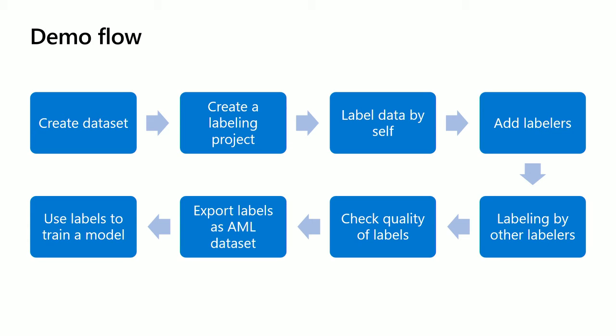So we'll do a demo of labeling, and this is how it's going to go. We'll start with creating a dataset. We'll create a data labeling project. As a data scientist, I will label data myself, and then we'll add a labeler. I'll add one more labeler. We'll see how the other person can do the labeling. Again, I can check the quality. I'll see what the quality is. And then finally, I'll export the labels and hand them over to Cody, who will take those exported labels and train a machine learning model on top of that. So let me get started with the demo.